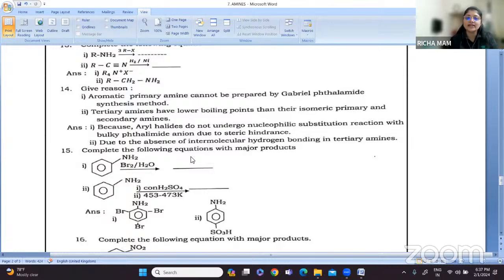Then aniline, when it reacts with concentrated H2SO4 at a temperature of 453 to 473 Kelvin, what is the product formed? You get benzene sulfonic acid, or it is called sulfanilic acid. Fine.